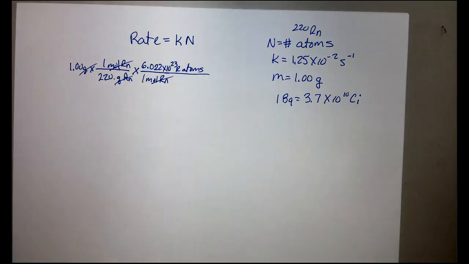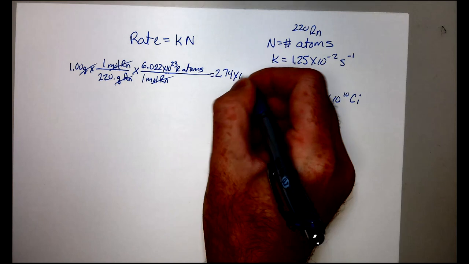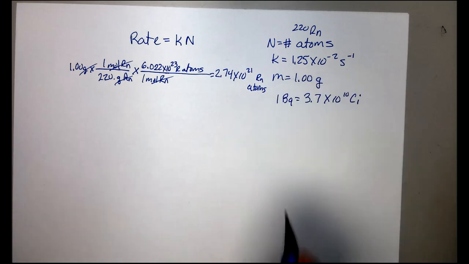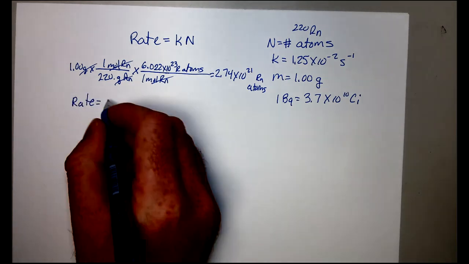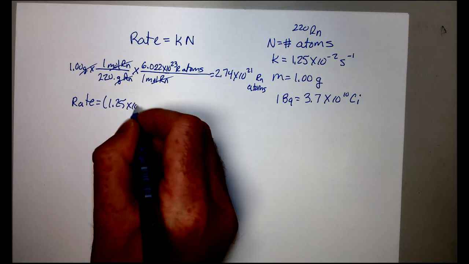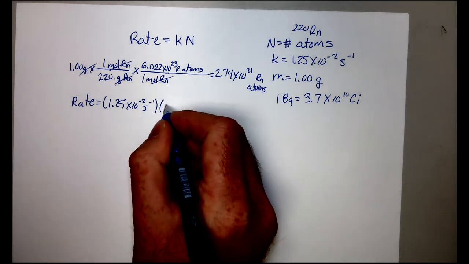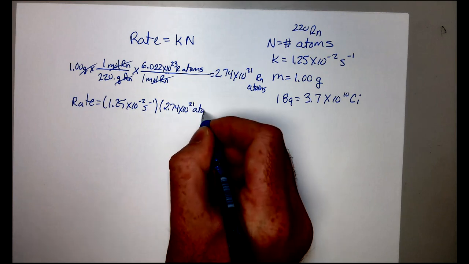We're going to have to run that through our calculator. And we get 2.74 times 10 to the 21st radon atoms. That's a means to an end. Let's plug that into our rate law. 1.25 times 10 to the negative 2 seconds to the minus 1. We got 2.74 times 10 to the 21st atoms of radon.